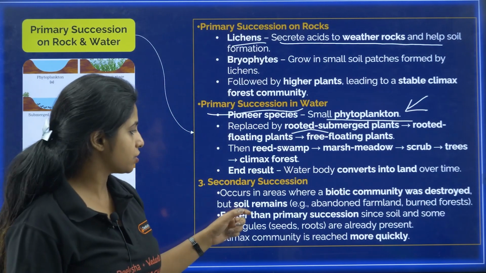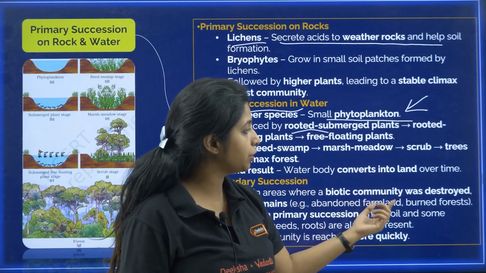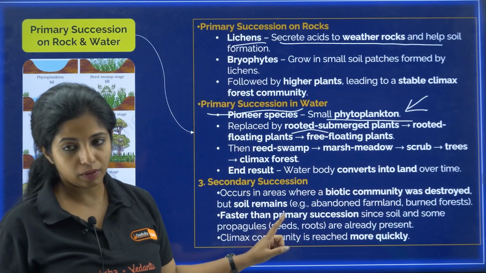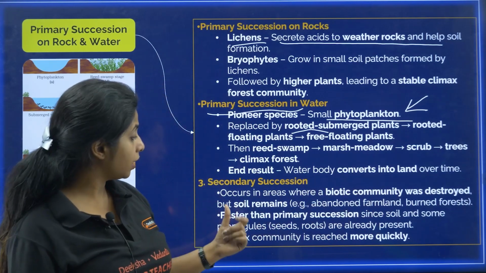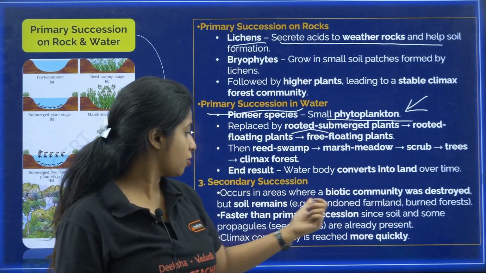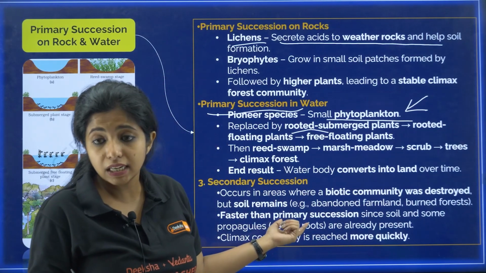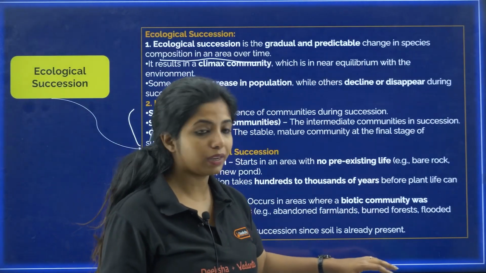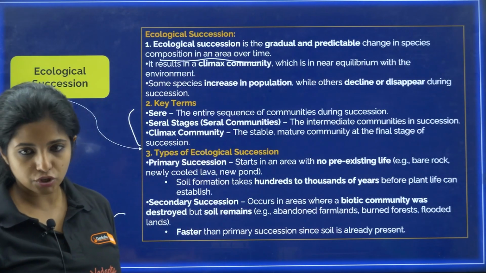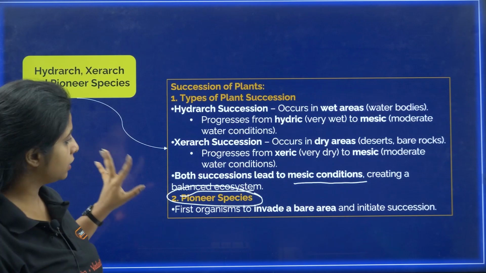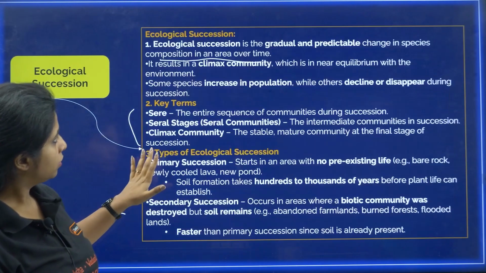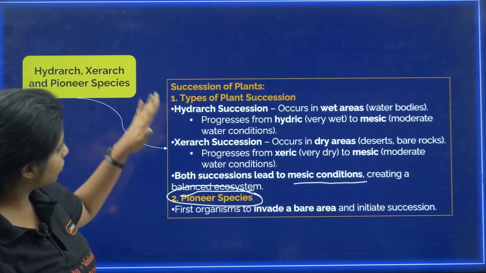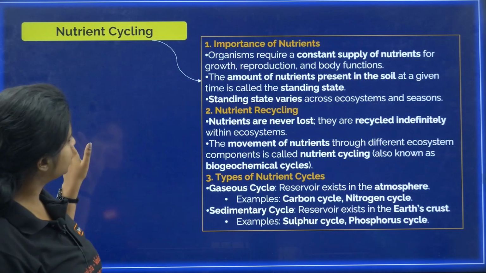Now we have secondary succession. It occurs in areas where a biotic community was destroyed but soil remains, such as abandoned farmlands. We already discussed it, right? It is faster than primary succession, since soil and some propagules like seeds and roots might be already present. Climax community is reached more quickly over here in secondary succession. Okay, so I hope that is also done.